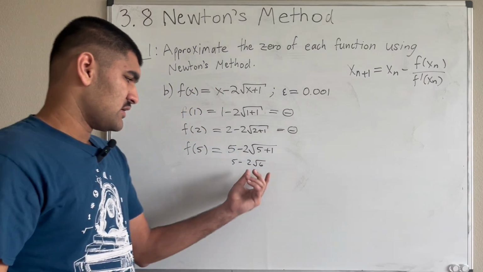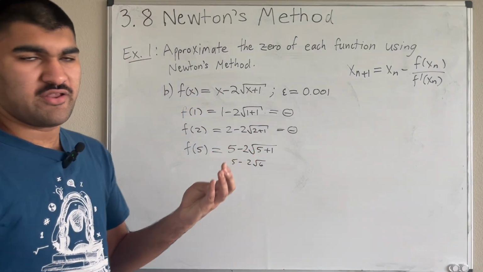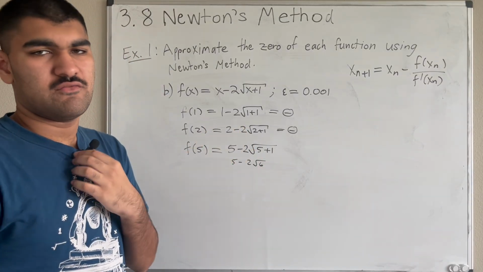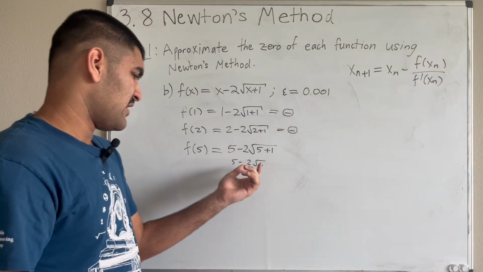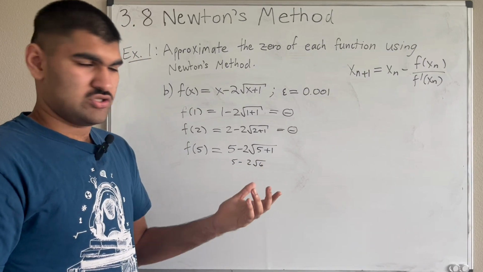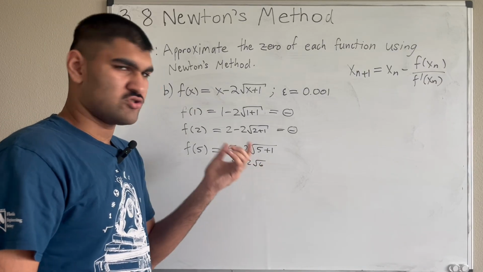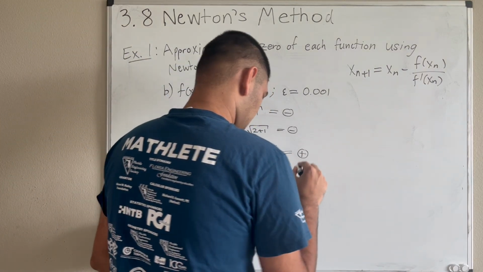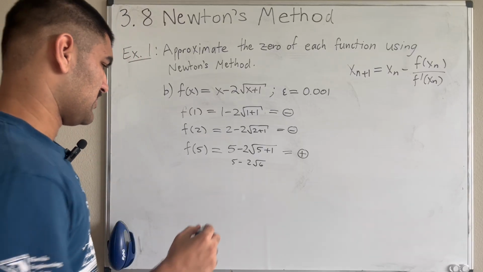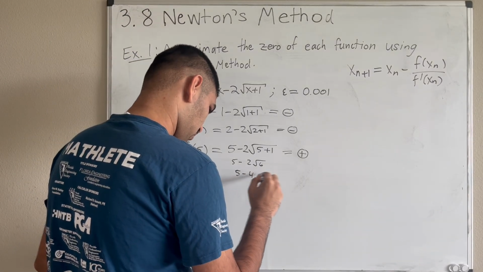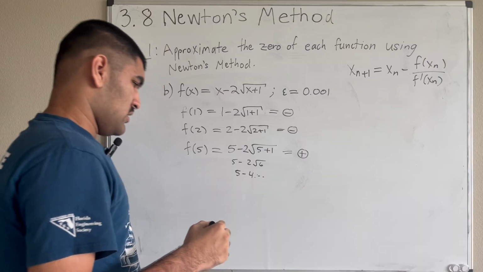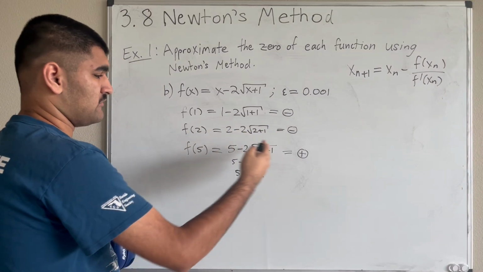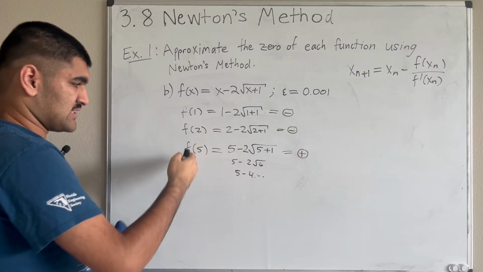So root 6 is right above root 4, right? So it's just over 2. And therefore, 2 root 6 is right over 4. So we have 5 minus something just above 4. So this is going to be positive, but it's also going to be very close to 0, because we have 5 minus 4 point something. Okay, so f of 2 is negative, f of 5 is positive, so our 0 must lie somewhere in between.